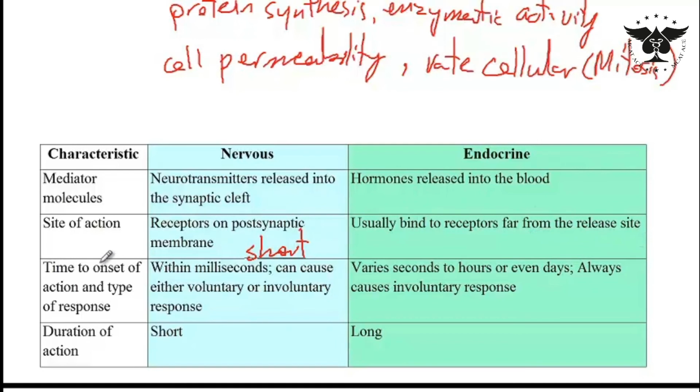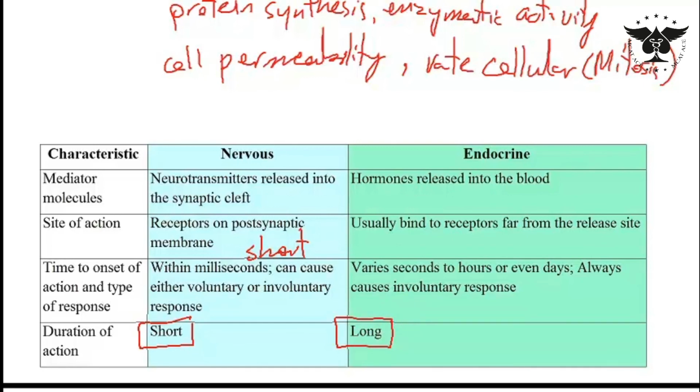Now, the difference in terms of the timing for the onset of action, it will take only a few milliseconds for the nervous system to induce its effects, versus the endocrine system can take from a few seconds up to a few hours or even days until the effects are induced. And then the responses of the hormones are always involuntary, versus the nervous system, which could be inducing either voluntary or involuntary responses. Now, regarding the duration of action, the nervous system's duration of action is very short, because it all depends on the lifespan of the neurotransmitter in the synaptic cleft, versus with the endocrine system, the lifespan of hormones is a little longer, and so it can induce long-term effects.